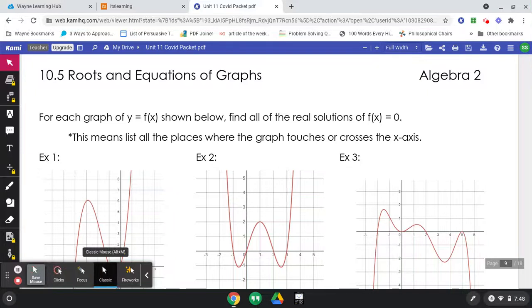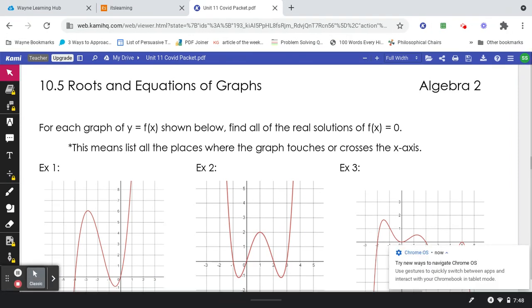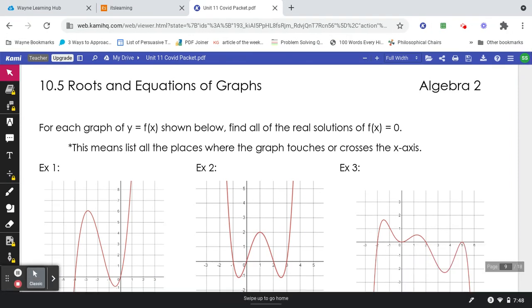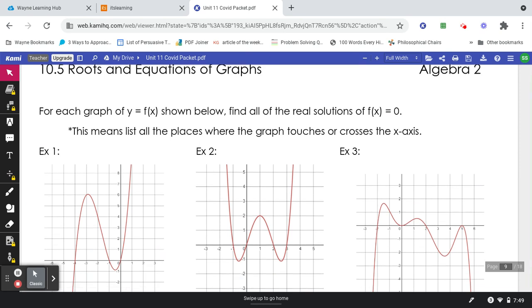All right, these are the 10.5 notes for Algebra 2. We're going to be talking about roots and equations of graphs today. So it says, for each graph of y equals f of x shown below, find all those real solutions of f of x equals 0. f of x equals 0 is pretty much any time the graph touches or crosses the x-axis. In other words, the x-intercepts.